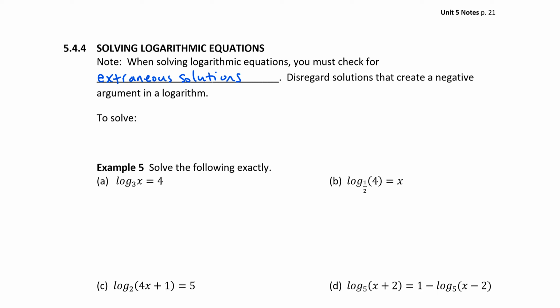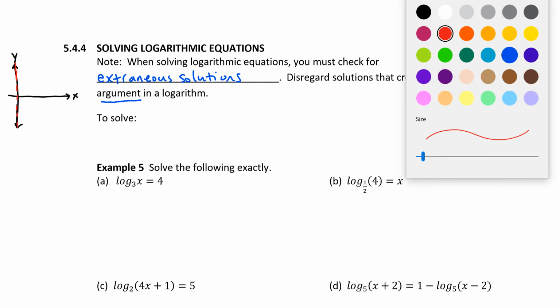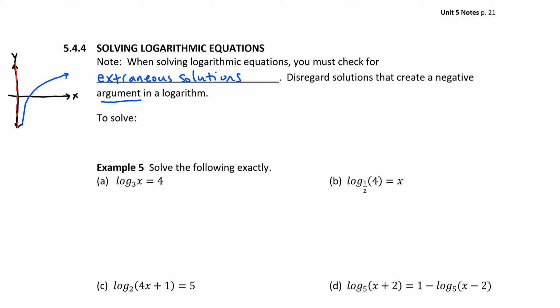How do we know if we have an extraneous solution for a logarithmic equation? Disregard solutions that create a negative argument in a logarithm. If you'll recall, the graph of a logarithm indicates that the domain is 0 to infinity. So here's a quick and really rough sketch of a logarithmic function. There's the vertical asymptote. The logarithmic function does something like this. So the domain of a logarithmic function is 0 to infinity. So anything that I plug into a logarithm must result in a positive argument in order to fit into the domain.